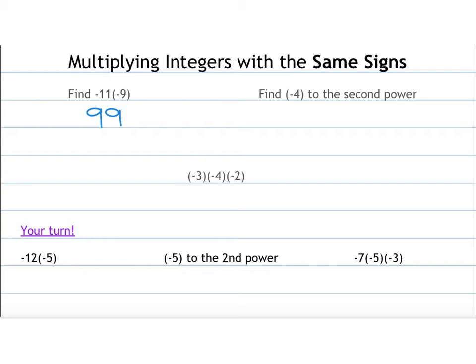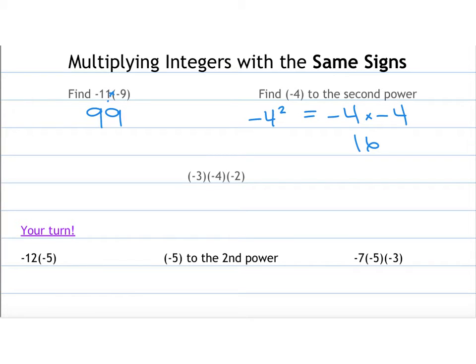Negative 4 to the second power. Let's write that out. Remember, when something's to the second power, it means that number times itself. So that means negative 4 times negative 4. Well, 4 times 4 is 16. A negative times a negative is a positive. Let's go back to this 11 times 9. Since there's nothing between the 11 and the parentheses, remember there is a multiplication there.